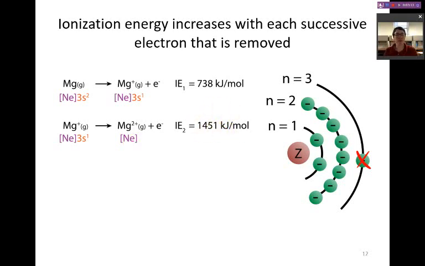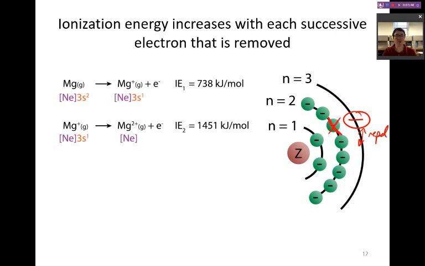Now, why does it require more energy? Well, beforehand, when we had the electron there, these electrons were repelling each other. Because they are no longer repelling each other, then the energy of the whole system is lower. It's more stable. So it requires more energy to pull more and more electrons off.